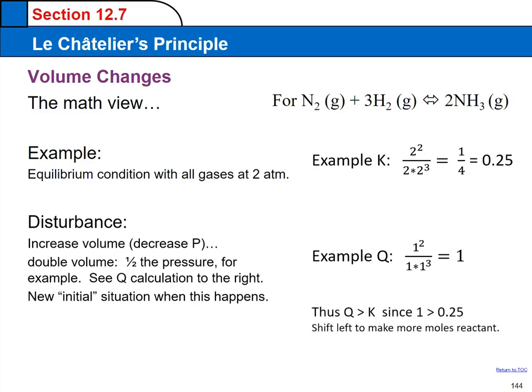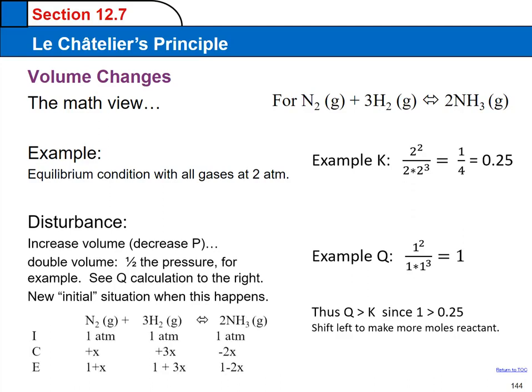So that means if Q is greater than K, I have to shift away from the products. So it's going to shift left. I have too much product in this situation now, and so I'm going to shift to the left. And that, consequently, goes right with our concept of, hey, if I'm reducing the pressure, I can shift to the side with more molecules. Well, the reactant side has 1 mole of nitrogen and 3 moles of hydrogen, so that's the side that has 4 moles compared to the side that has 2, so I can shift left.